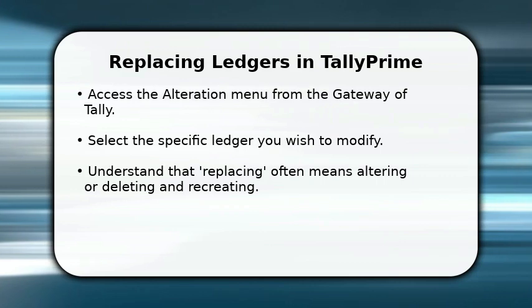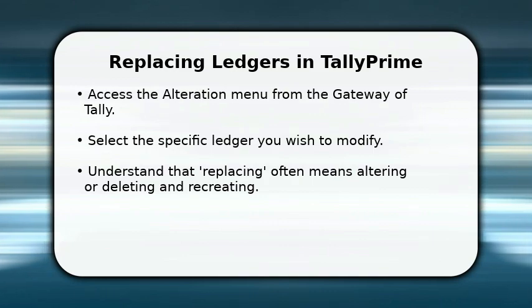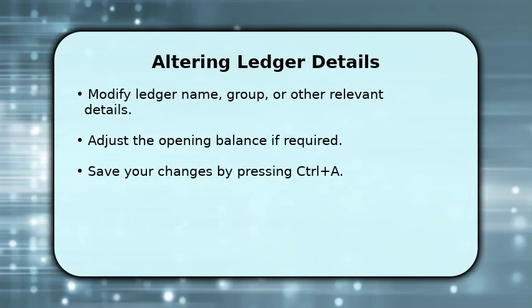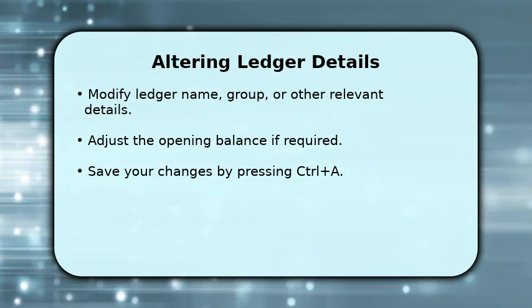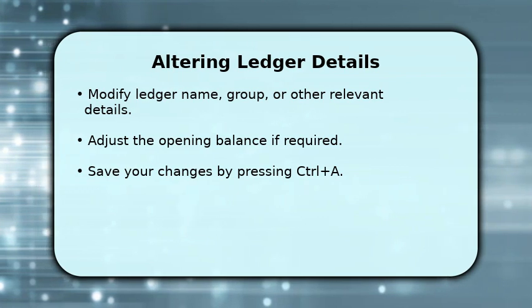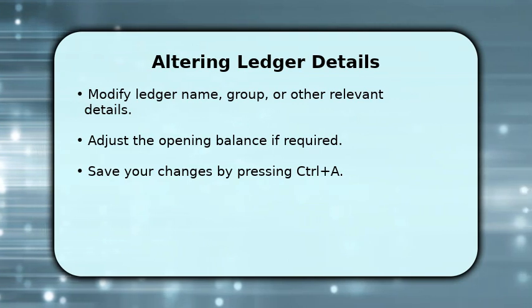Remember, replacing a ledger usually involves either altering its details or, if necessary, deleting it and creating a new one. This process ensures your financial records remain accurate and up to date. Once you've selected the ledger, the alteration screen will appear. Here, you can modify various details such as the ledger's name, its group classification, or any other relevant information.